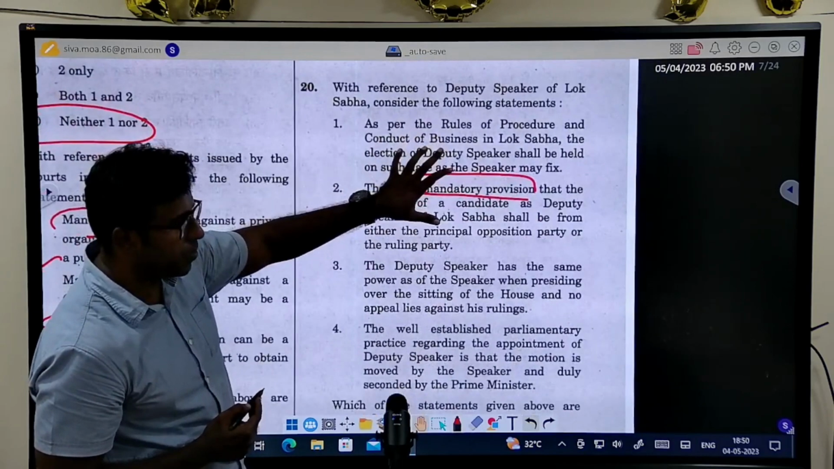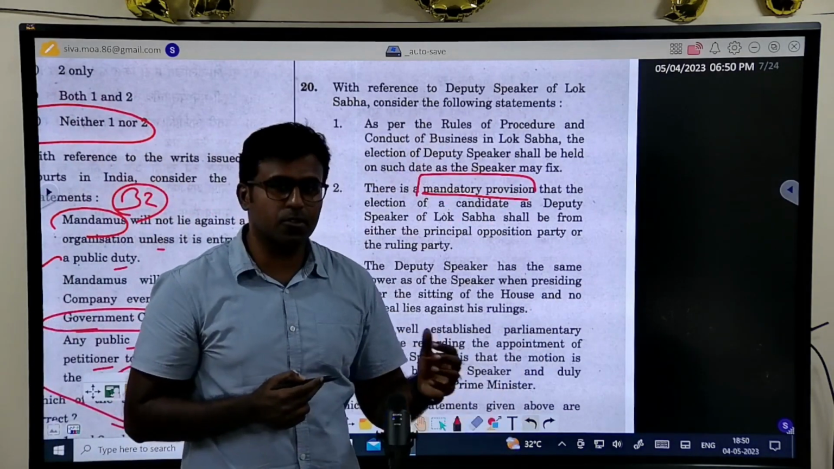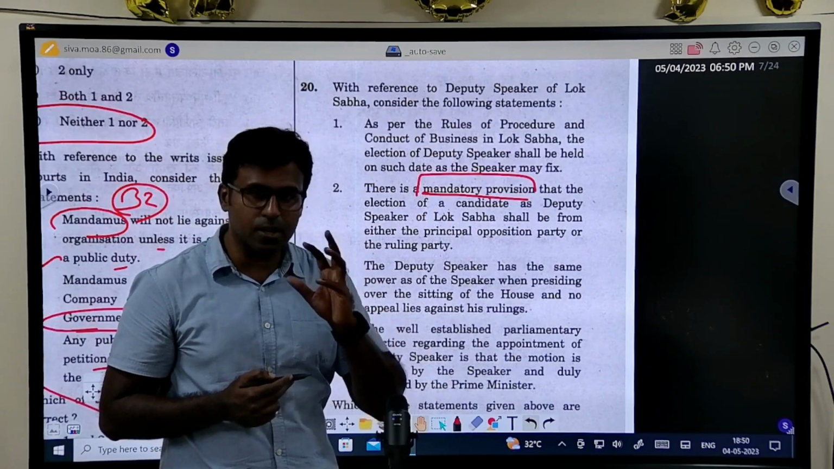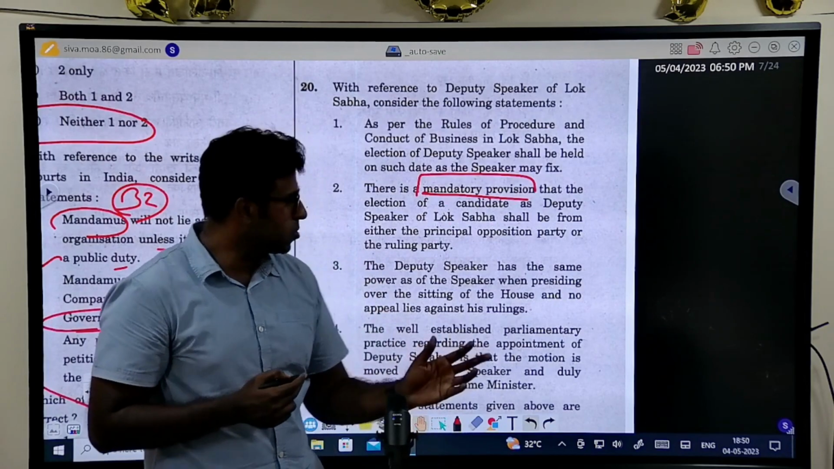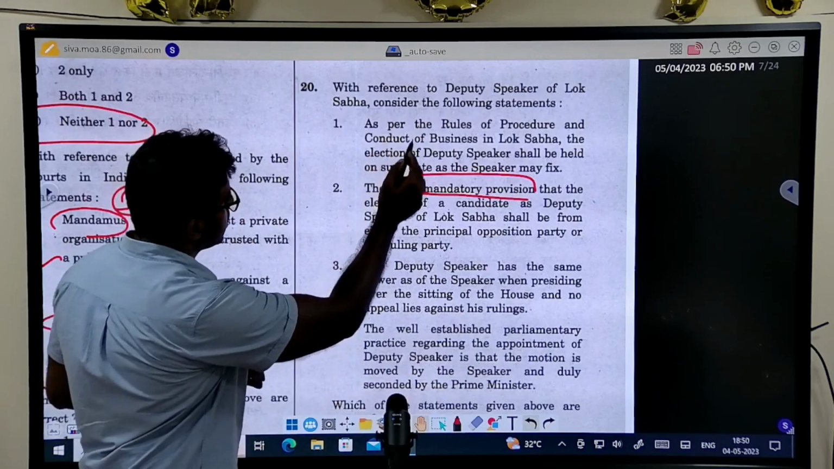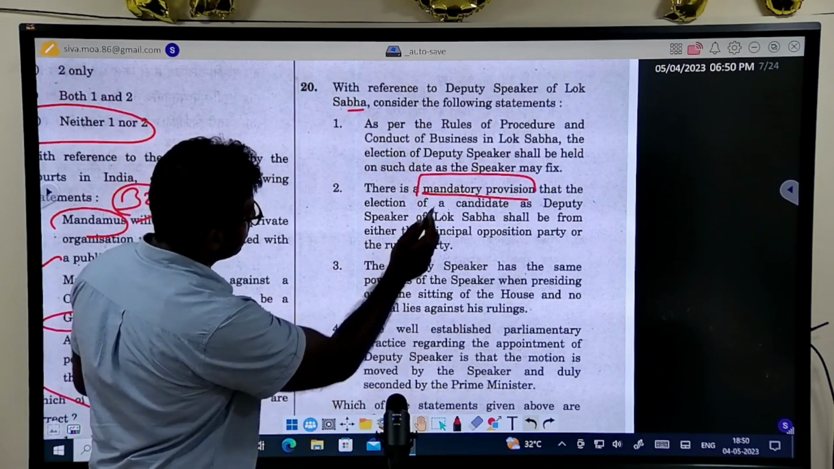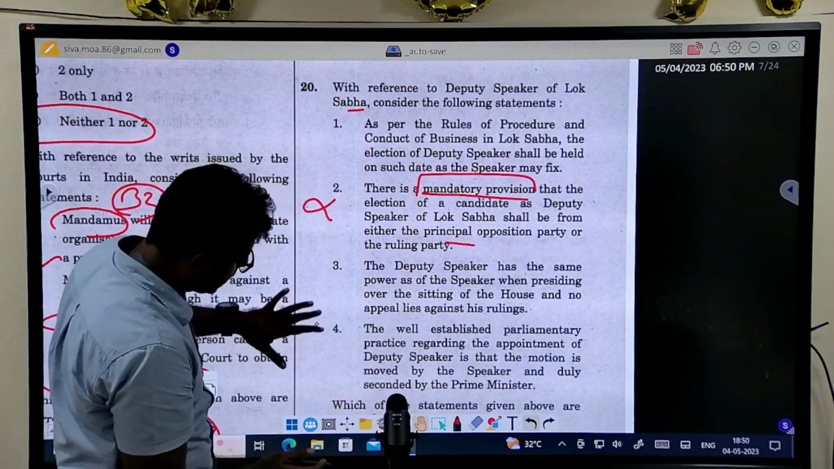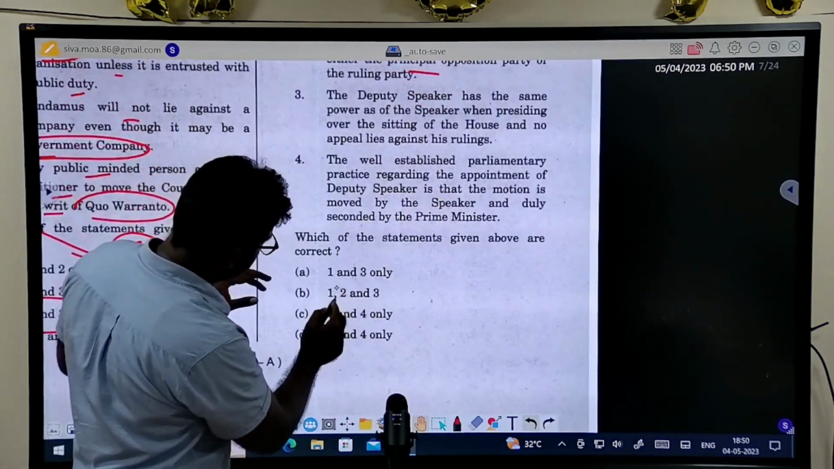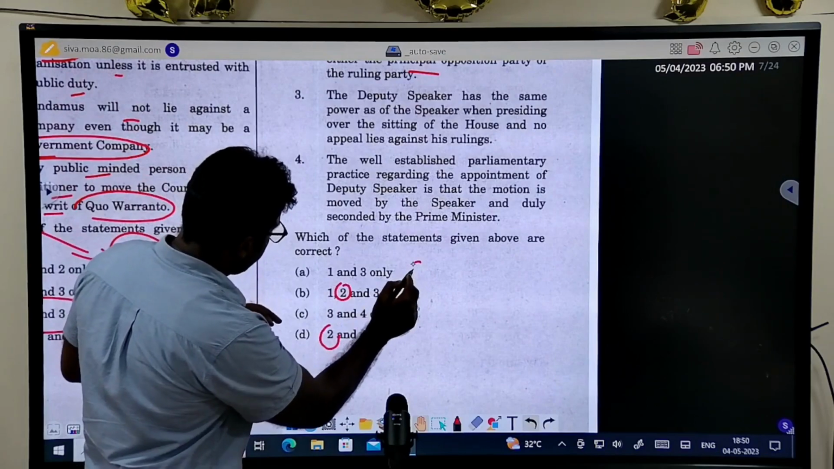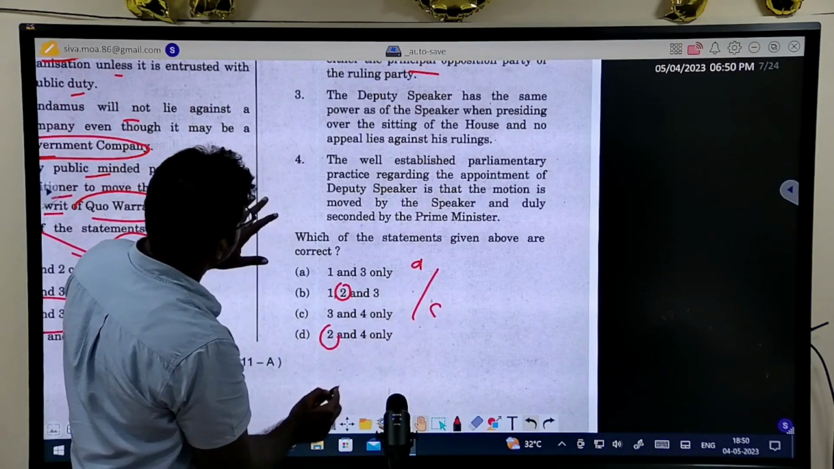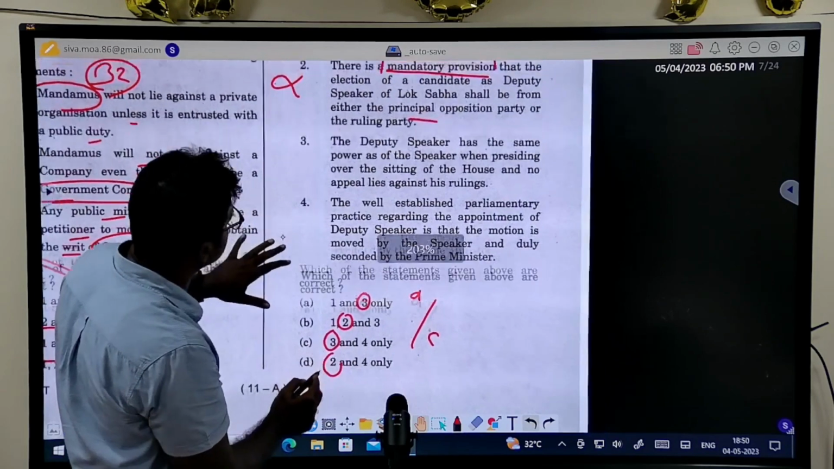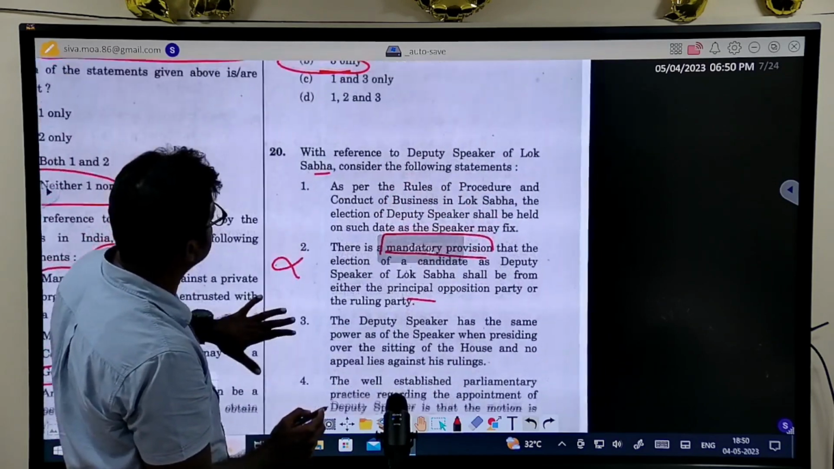If you think about this examination in terms of facts, cut off clearing is the exam point. So for cut off clearing, if you see, Deputy Speaker of Lok Sabha, there is a mandatory provision. No, it's not a mandatory provision. There is no mandatory provision. So if you remove this, 2, A is left, C is left. So 3 is definitely true. You have to now check whether 1 is true or 4 is true.